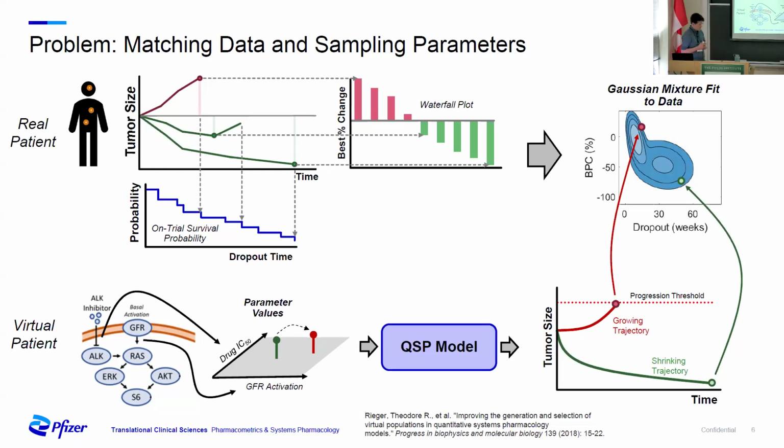So in setting up these virtual populations, we start with the mechanistic structure, which we've determined from preclinical experimental data. And then the model will be parameterized by things like the drug IC50 on ELK or basal GFR activation, which can be indicative of bypass resistance. And as you vary the parameters in this model under simulated therapy, you can get different growth rate trajectories. And the goal here is to select a distribution of parameter estimates that, when we simulate these efficacy endpoints, matches a distribution that we fit to this best percentage change and dropout in the actual clinical population.